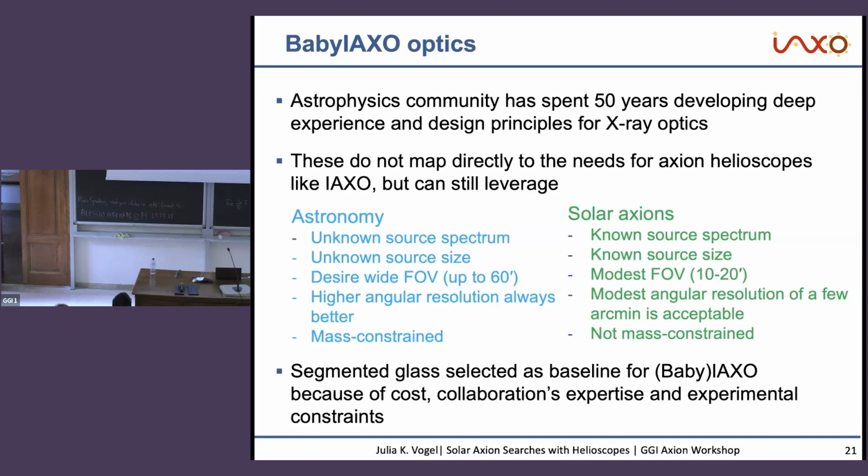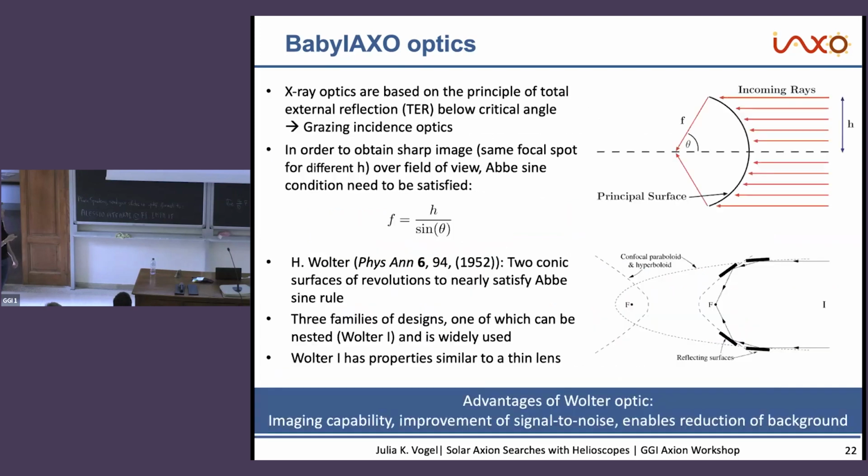Well, for us, we have a relatively modest field of view. We're looking at the inner 10% of the solar disk, just less than 0.2 degrees in our field of view. And our angular resolution requirement is also not very stringent compared to astronomy. We're looking at the arc minute level because we're imaging a big blob in the sky. So what we selected for BabyIAXO and IAXO is a technology called segmented glass optics because of the cost, the experience we have, and the overall experimental constraints.